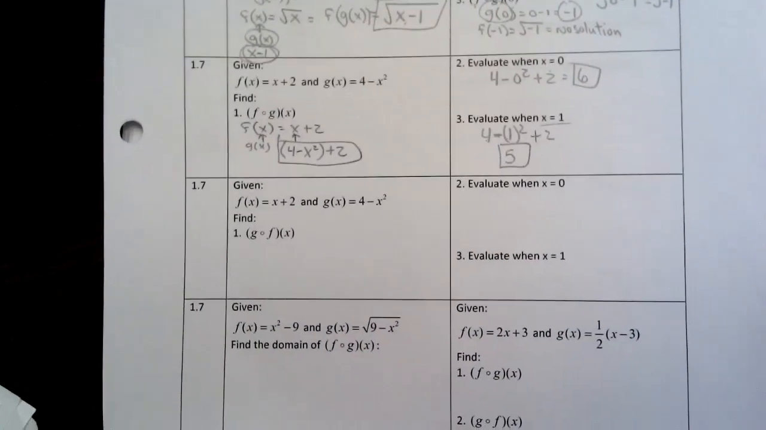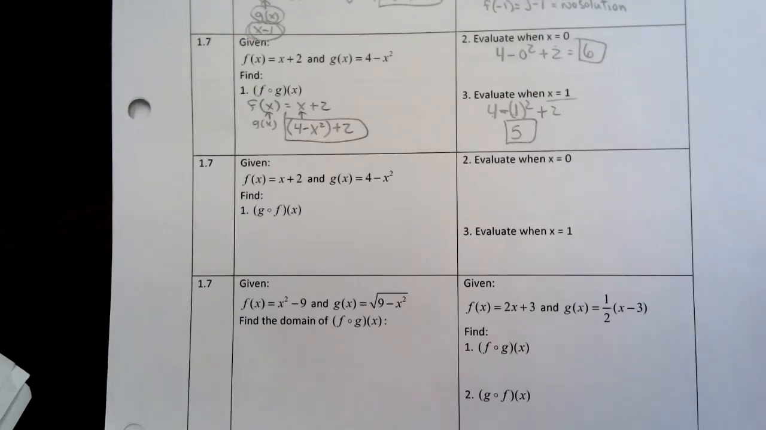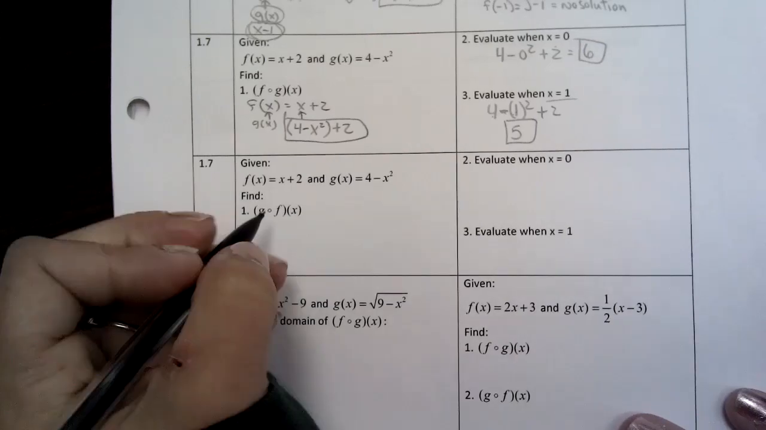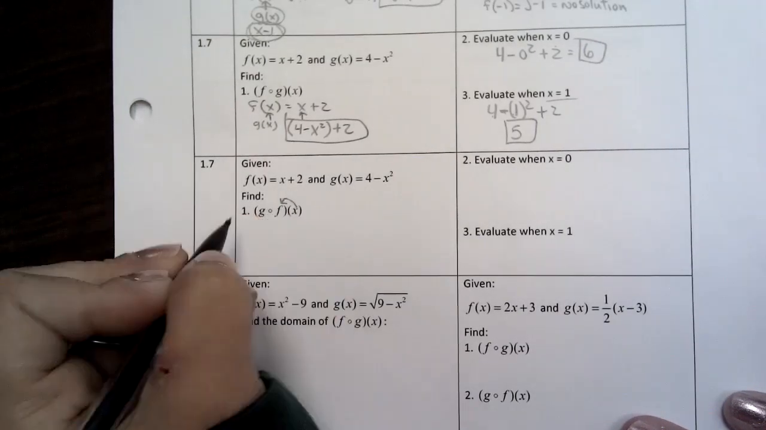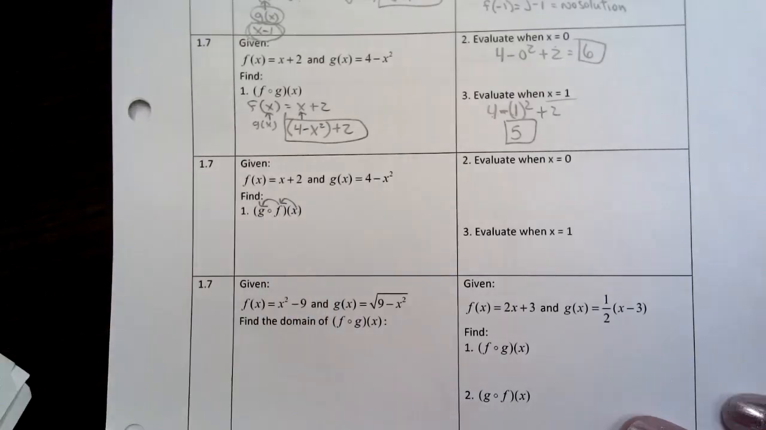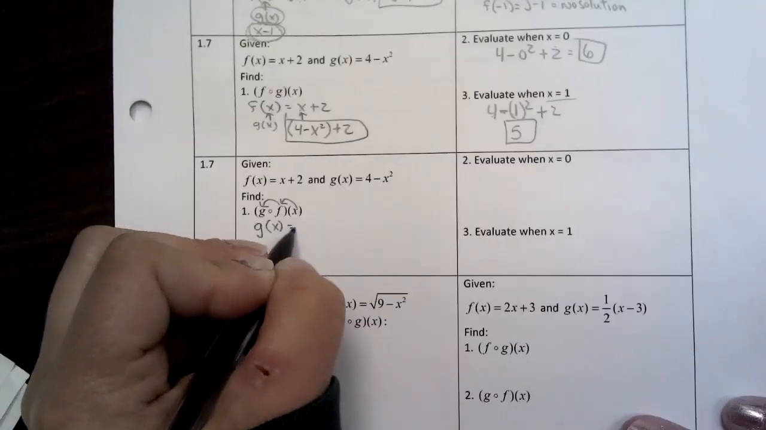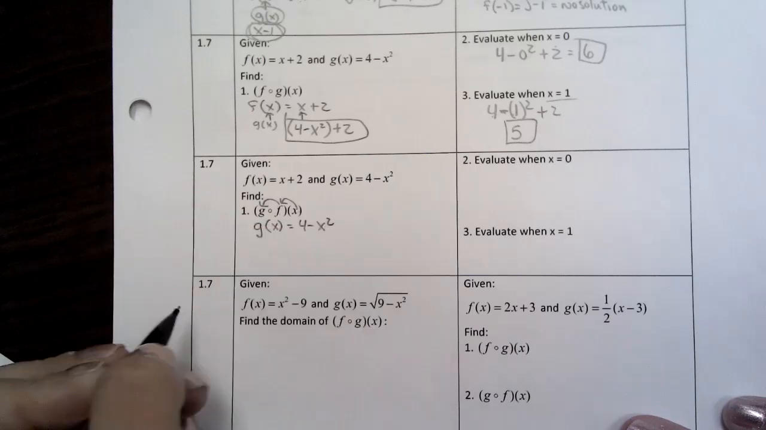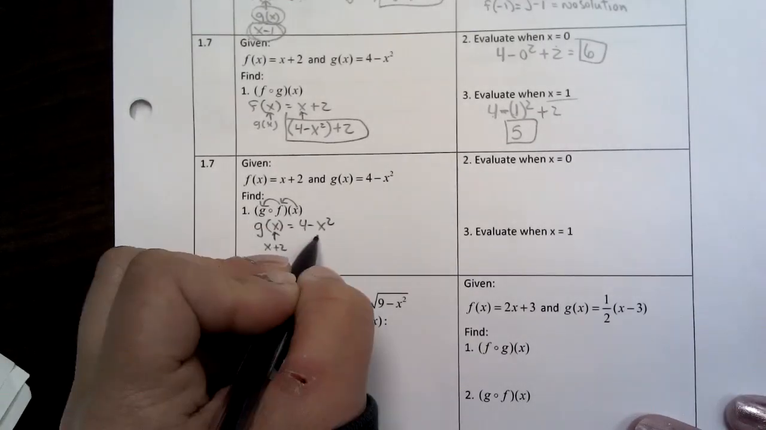Okay, go ahead and try this next one. Okay, same thing, pause it and try it. Okay, so now that you have tried this one, let's go over it. So this one is g of f of x, so same thing. So I'm plugging x into the f function, and then whatever I got there, I'm plugging into the g function. So my g of x is 4 minus x squared. Anywhere I see an x, I'm plugging x plus 2 in.